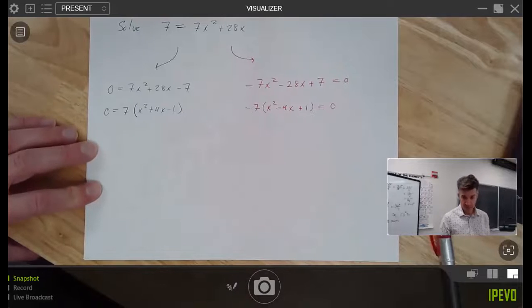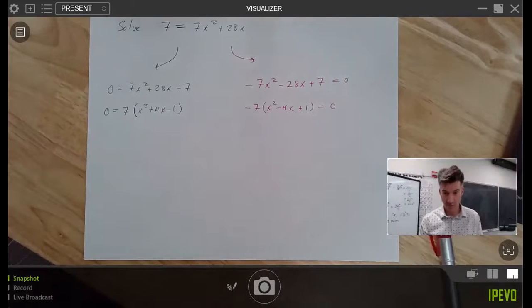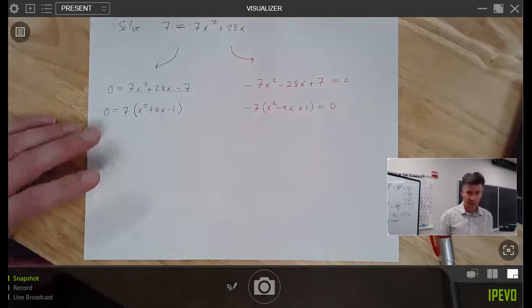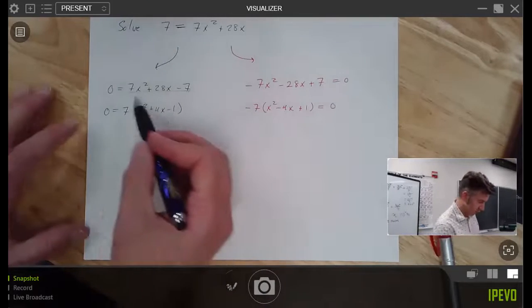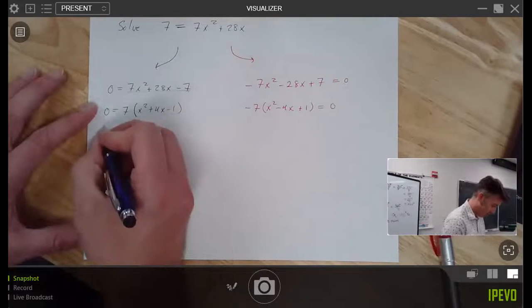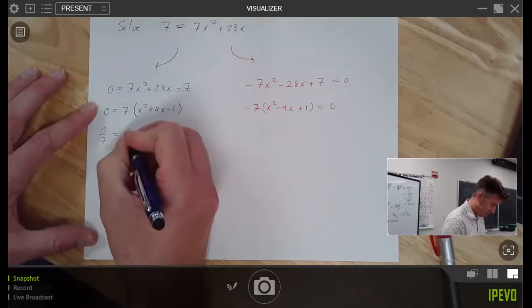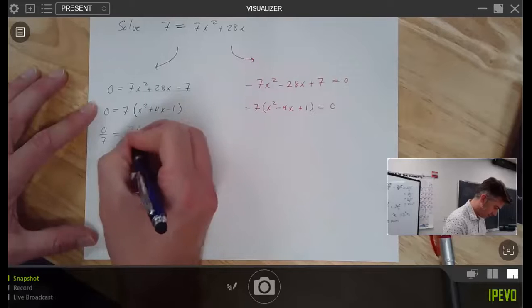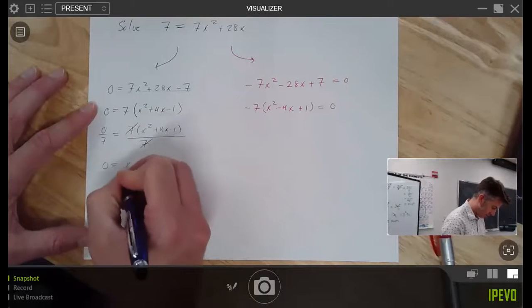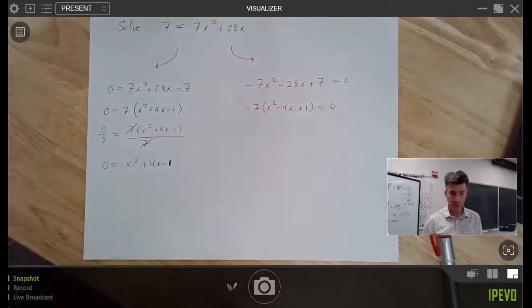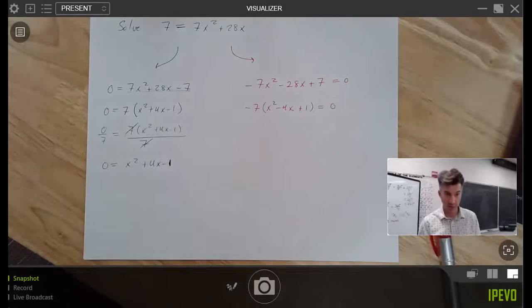Now, here's the thing. We are going to have to use the quadratic formula here. Do I want to use it on this or do I want to use it on this? Well, either way is going to get me the same result, because solving this equation is the same as solving this if I divide both sides by 7. 0 divided by 7 is equal to 7 times x squared plus 4x minus 1 divided by 7. So we get 0 equal to x squared plus 4x minus 1. If you're solving an equation, it is perfectly fine to divide both sides by a constant. Not by a variable, but definitely by a constant.